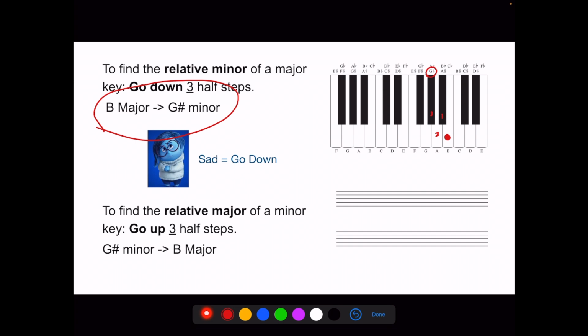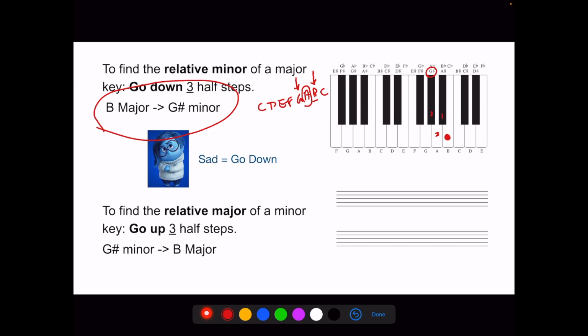So remember this though. You would always skip a letter name. So the letters are C, D, E, F, G, A, B, C. If we're trying to find the relative minor of B major, you would always skip that one letter and you will get some form of G. So that's because we're going down 3 half steps. Okay.